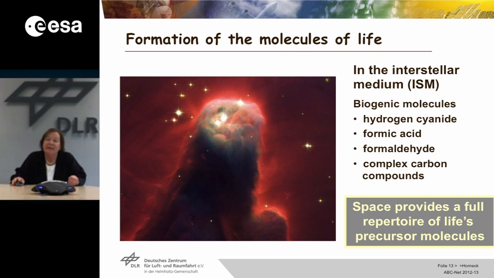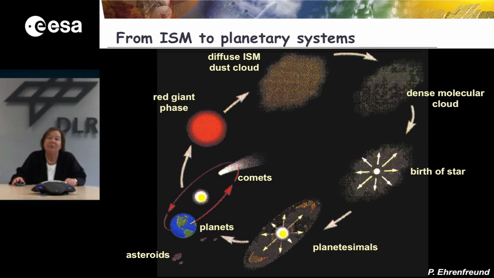And we found also very complex compounds there. And so you see from a diffuse interstellar medium, the cloud condenses. Finally, we have the birth of the star. Here we have the planetesimals around the star, and especially those parts from the outer planetary system, the comets and the asteroids. They provide them when they somehow impact on a planet. And here's an example, our Earth. Then they bring a lot of organic molecules.